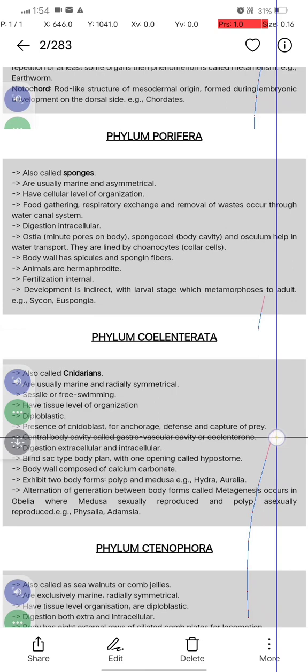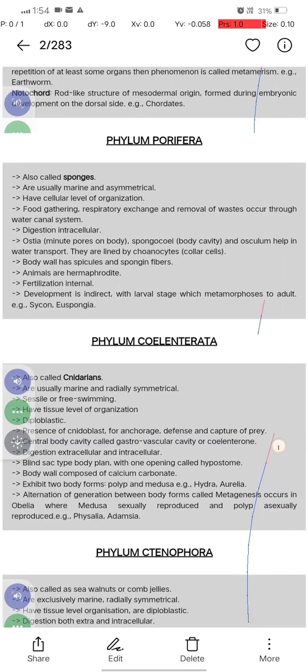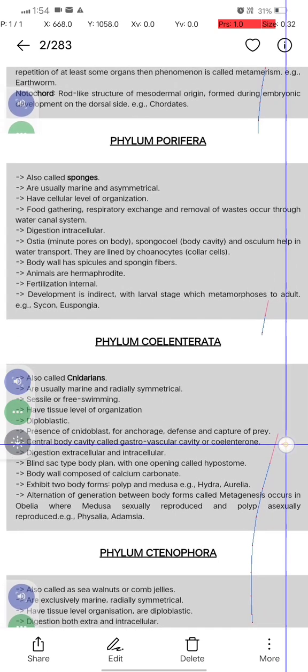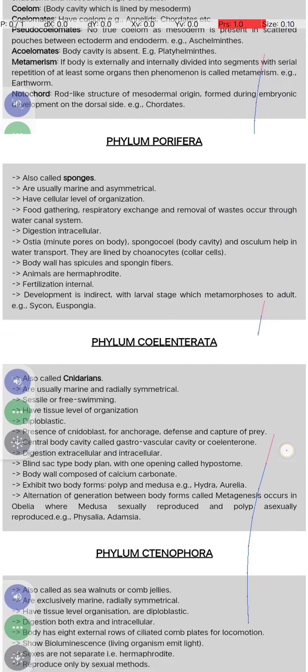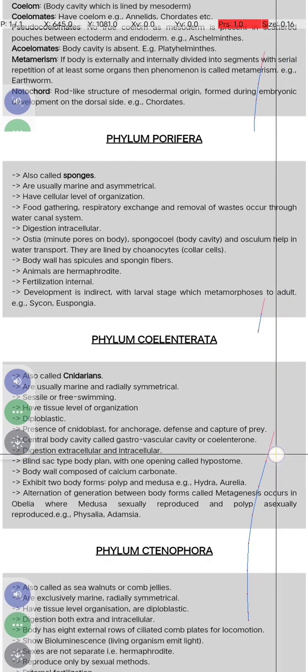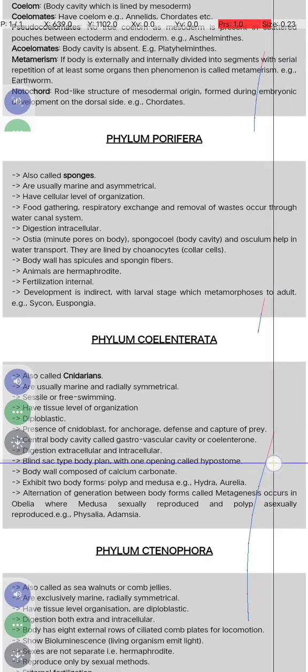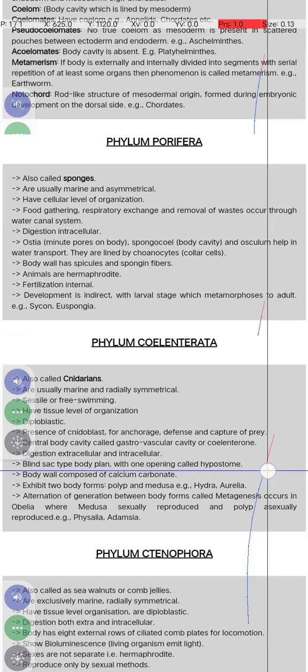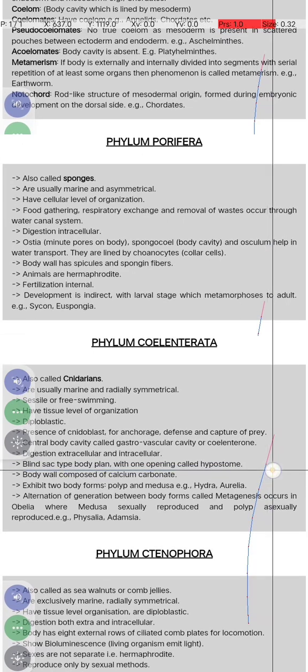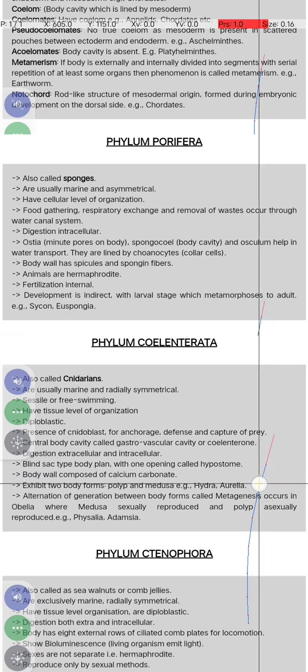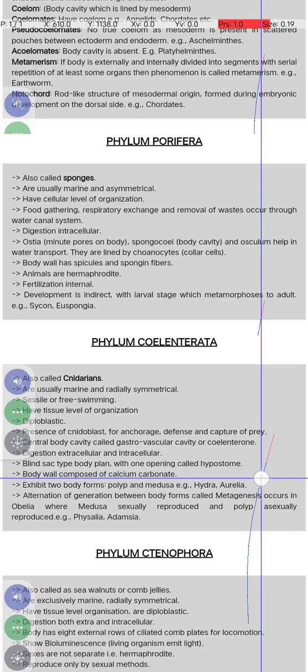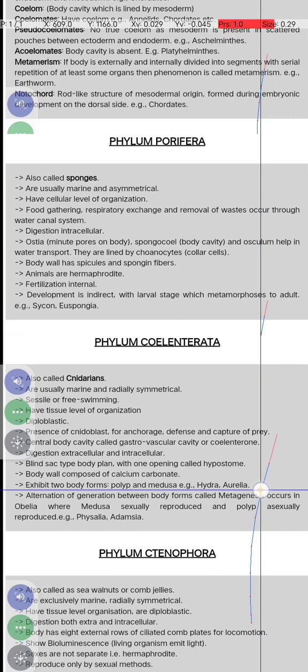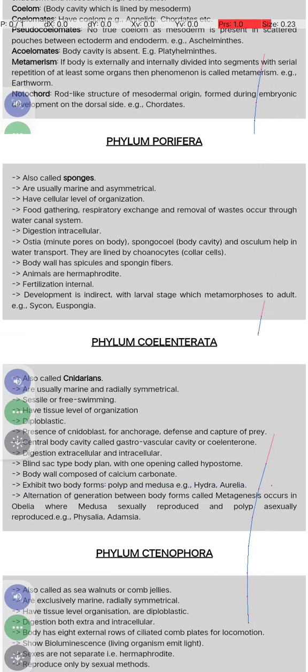Now, central body cavity, also called gastrovascular cavity or coelenteron. Digestion is extracellular and intracellular. Blind sac type body plan with one opening and hypostome. The body wall is composed of calcium carbonate and exhibits two body forms: polyp and medusa.